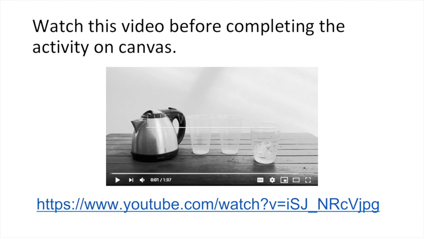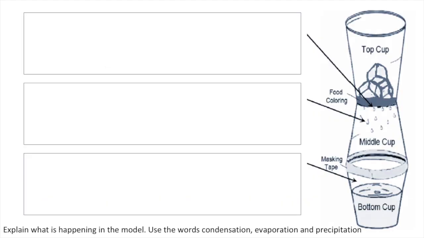Okay, so all you're going to do for science today is you're going to watch this video on YouTube. It is on Canvas. It is a video talking about the water cycle, and it is showing you an experiment that we already did this year where we created a model of the water cycle. And this is the model I'm talking about.